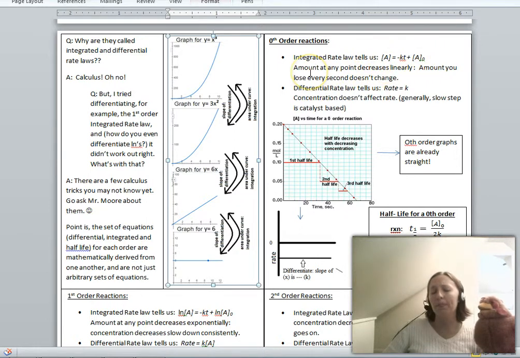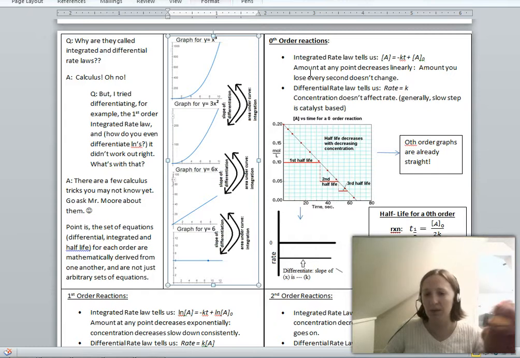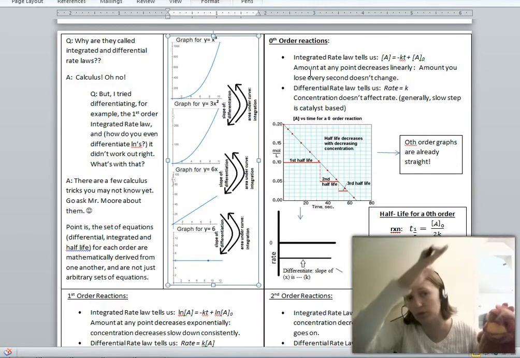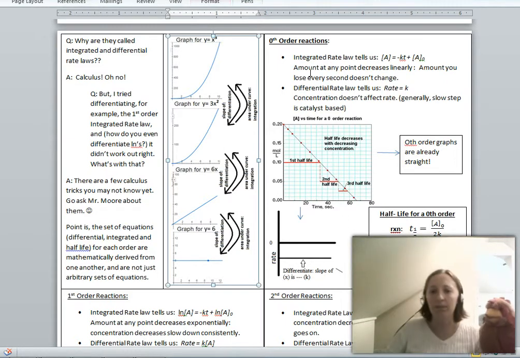And what you can observe about a zeroth order reaction is the amount at any point in time decreases linearly. You're going to lose the same amount every second. It just goes down, down, down, down, and then it's done. It doesn't go down, down, and slow down as it goes. So the amount that you lose every second doesn't change.